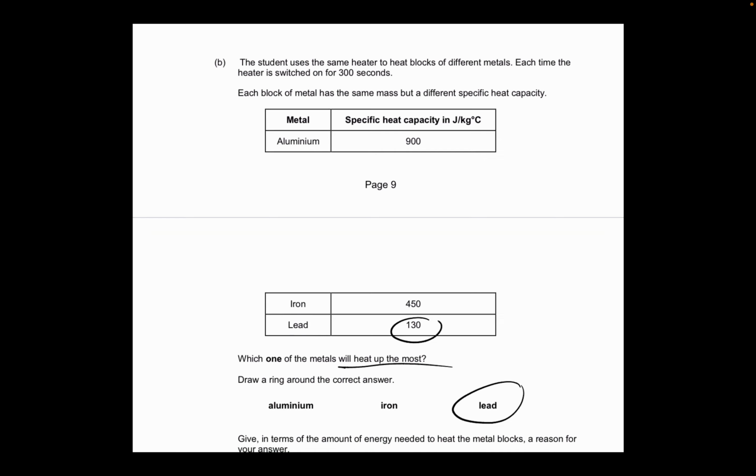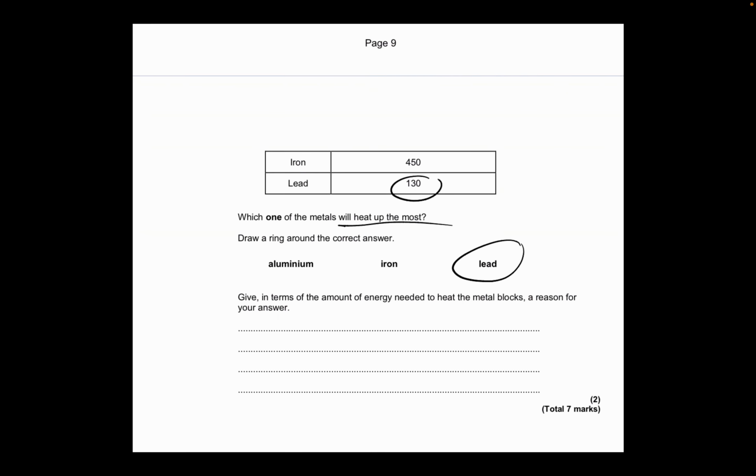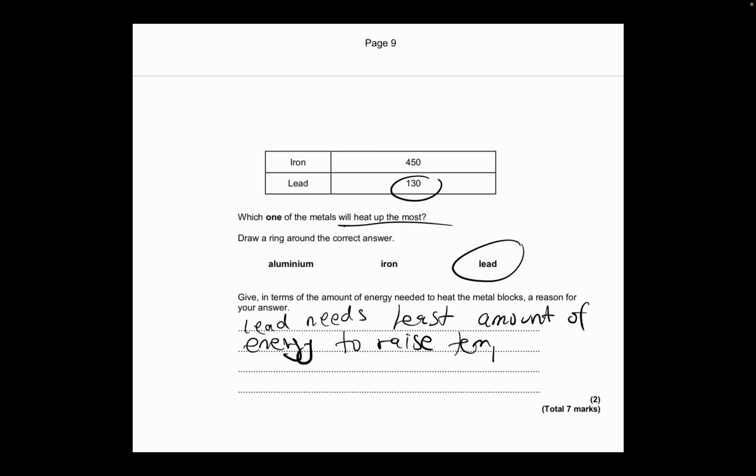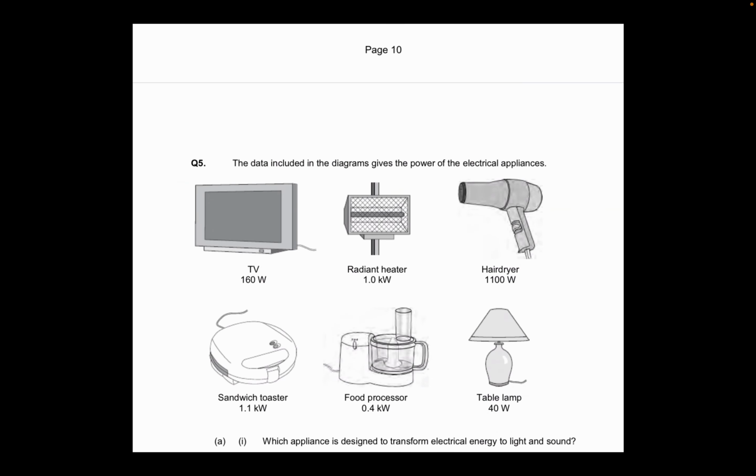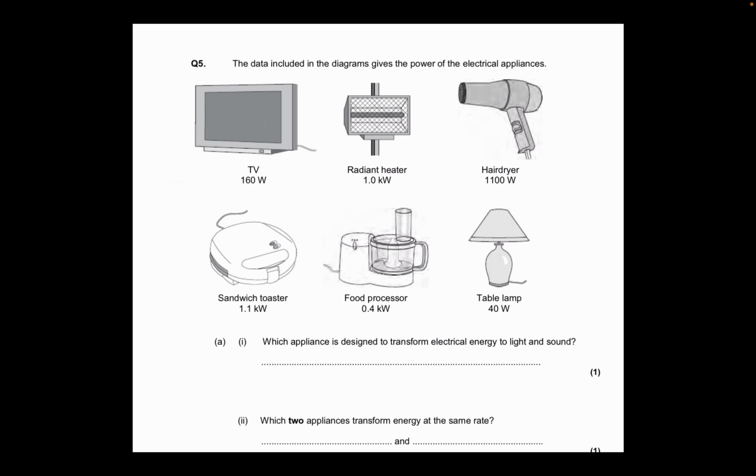Now they're asking us to give the reason in terms of the amount of energy. It is because lead needs the least amount of energy to raise temperature by 1 degree Celsius. Alright, so that's going to be a reason for about 2 marks. 1 mark is for circling the option, another mark is for stating the reason. That's why, because lead needs the least amount of energy to raise temperature by 1 degree Celsius, because the specific heat capacity of lead is the lowest among all the other metals. Let's move on to the next question. The next question shows us a lot of diagrams in physics, right? Okay, so question 5 is that the data included in the diagrams gives the power of the electric appliances.